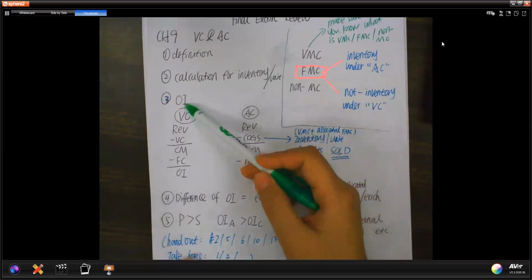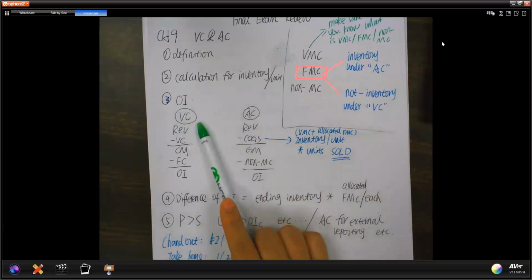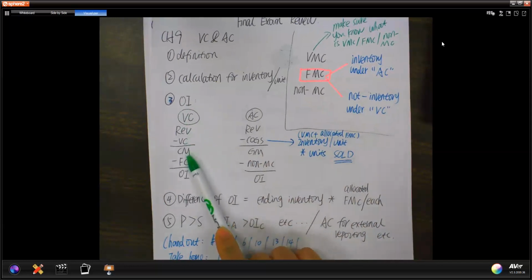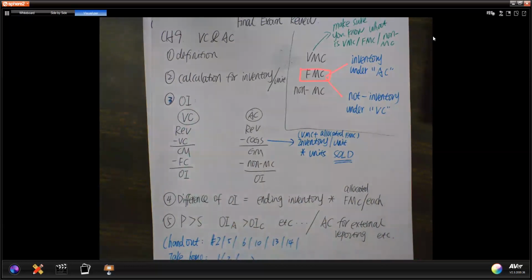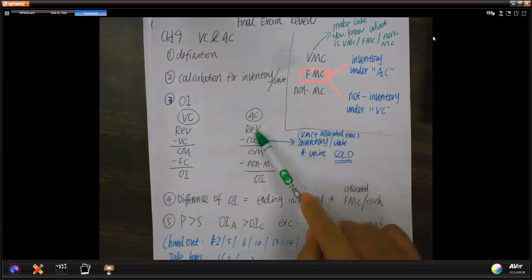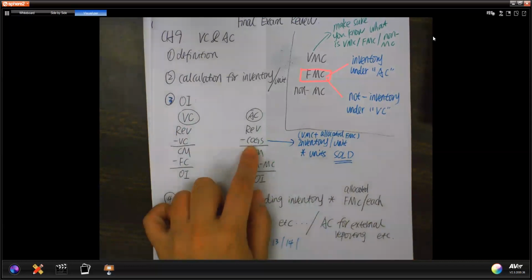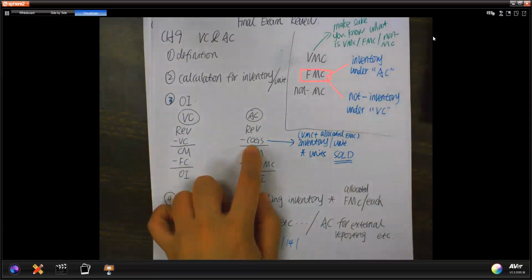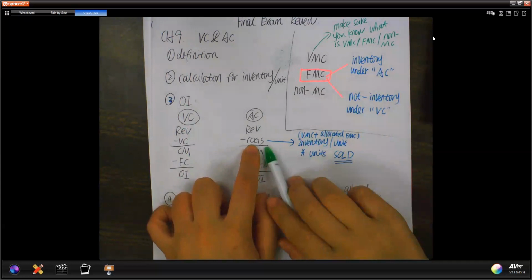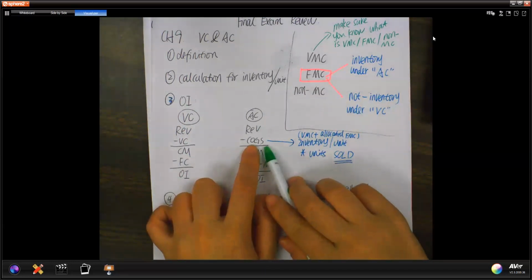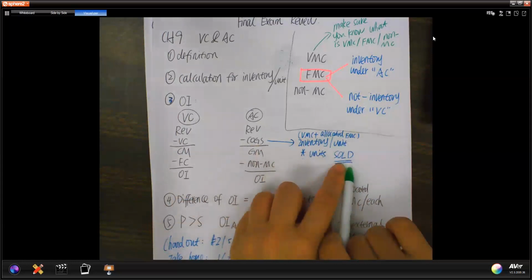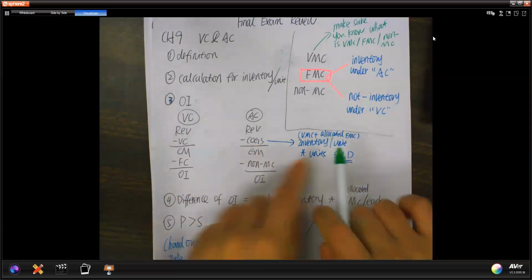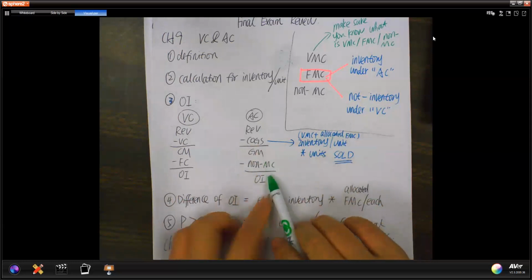So make sure for the operating income, variable costing is revenue minus variable cost, gives the contribution margin, minus fixed cost, gives you operating income. For the absorption costing, it is your revenue minus cost of goods sold. So we talk about it's a 2 step calculation. You have to first get each unit's inventoriable cost, which is the variable manufacturing cost plus the allocated fixed manufacturing cost. And then you times the units sold. So then you get your gross margin, minus your non-manufacturing, gets your operating income.